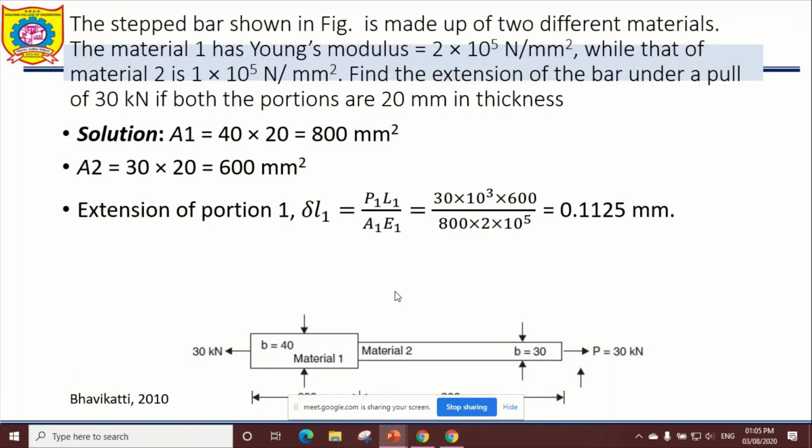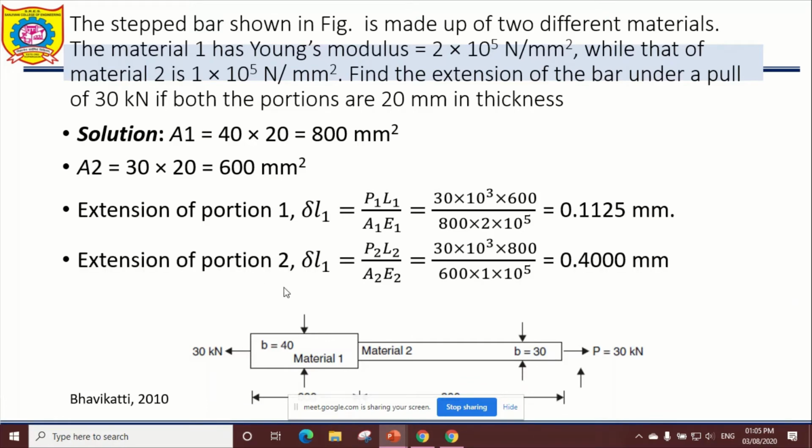Similarly, we can find out the extension of part number 2. So extension of part number 2, sorry, it should be delta L2. So that will be equal to P2 load in part 2, length of the second part, area of the second part, and capital E, that is Young's modulus of part number 2. So load remains the same, load is the same in part 2 also, 30 kilonewton. So convert in Newton, 30 into 10 to the 3 Newton. Length of part number 2 is 800 millimeter.